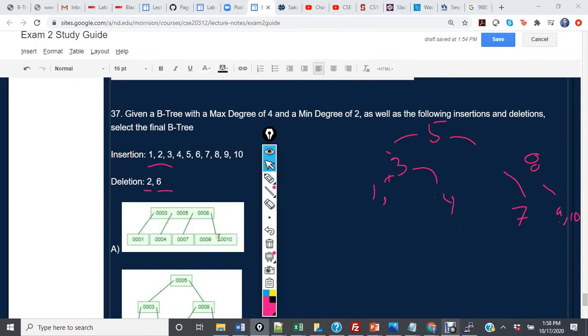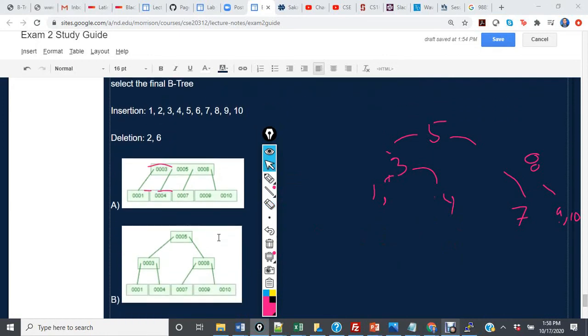So let's look at our choices. 3 and 8, 1, 4, 7, 9, and 10. We see that the correct answer is B.